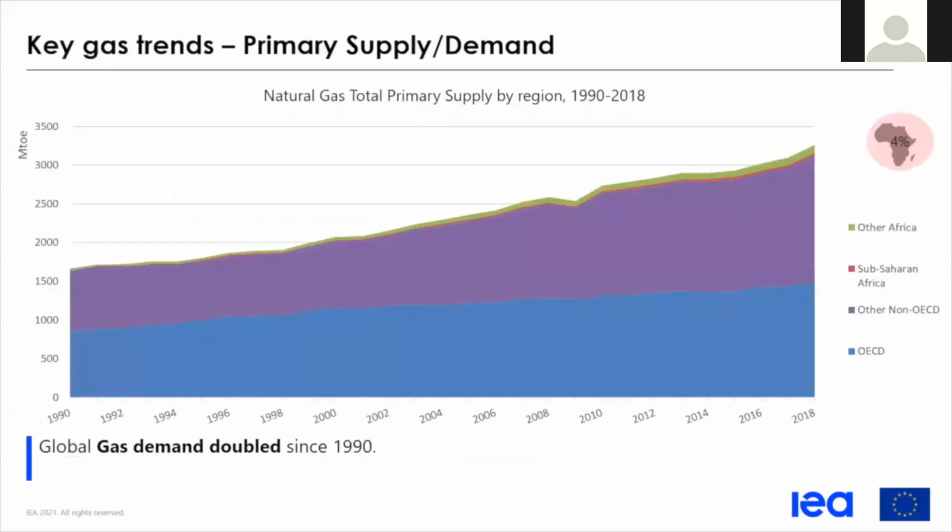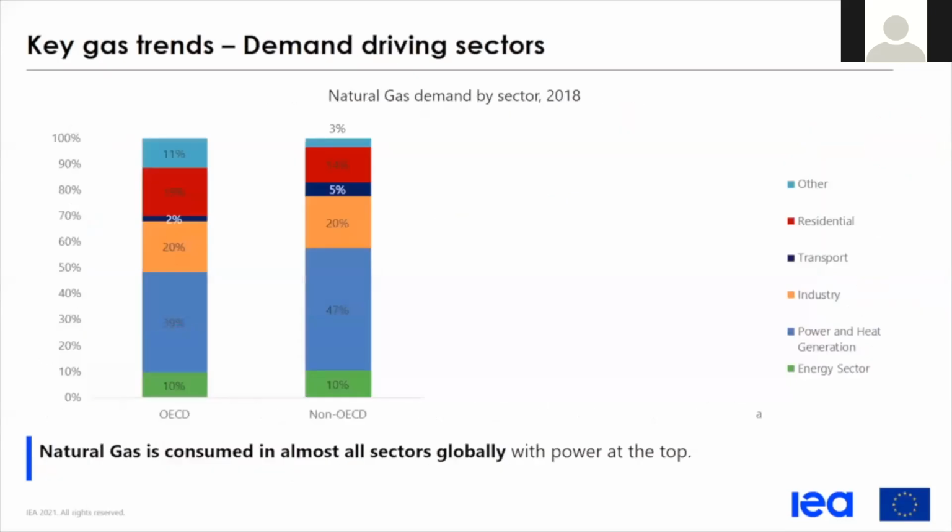So, global demand for gas doubled since 1990, but in the case of Africa, it almost quadrupled in the same period. It still represents only 4% of the global demand, but still the growth is very impressive when we see it. This growth, as for any countries, is mostly driven by electricity demand. We'll see it right now.